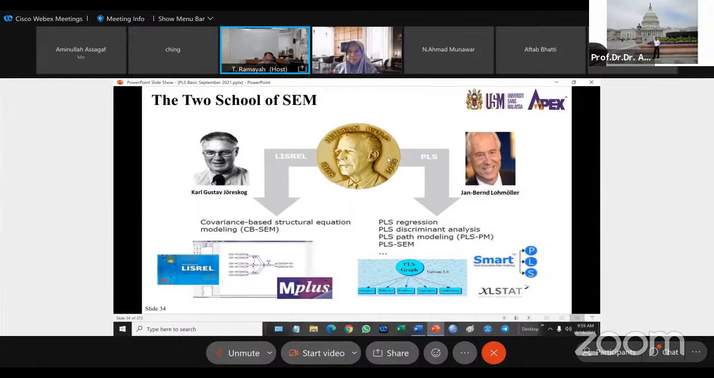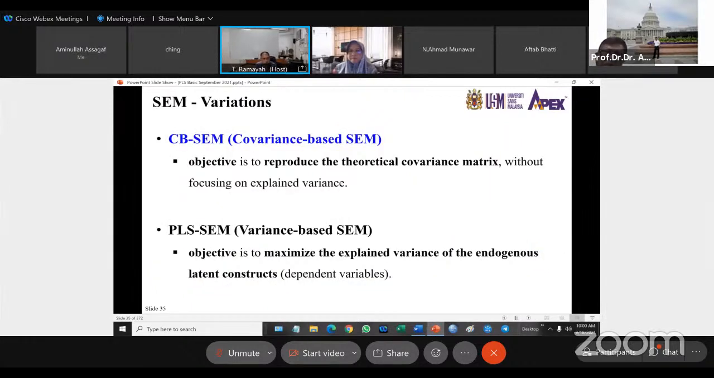Both these techniques came from the same supervisor called Herman Wold. Herman Wold is a Swedish econometrician. He had two PhD students called Karl Gustav Joreskog and Jan-Bernd Lohmoller. Joreskog went into covariance based SEM by developing the software called LISREL. And Jan-Bernd Lohmoller, together with Herman Wold, developed partial least squares. In the partial least squares technique, we have software like PLS-Graph, XLSTAT, SmartPLS. These are all available to do the same analysis called PLS regression.